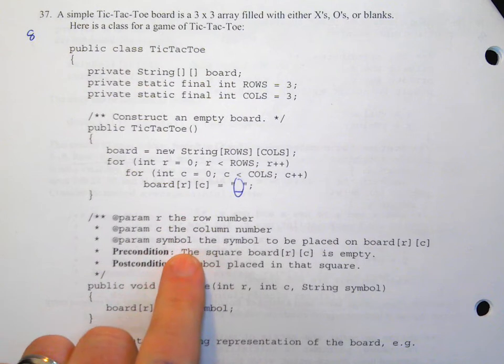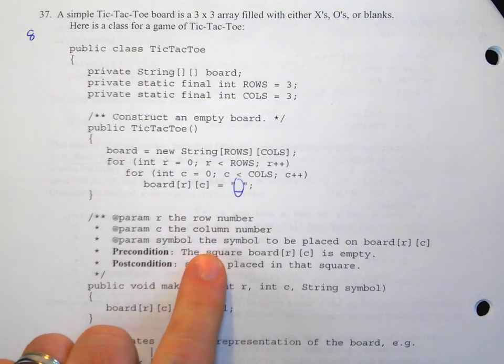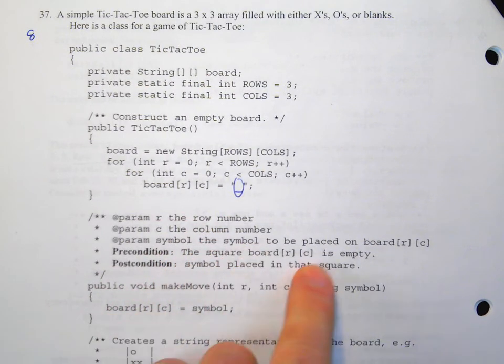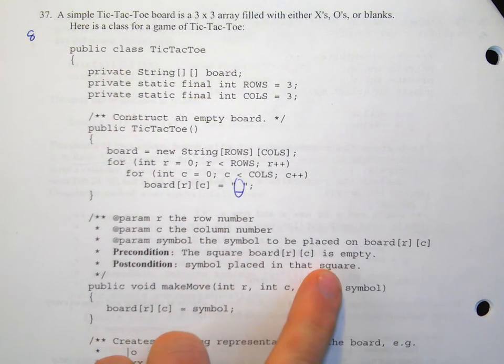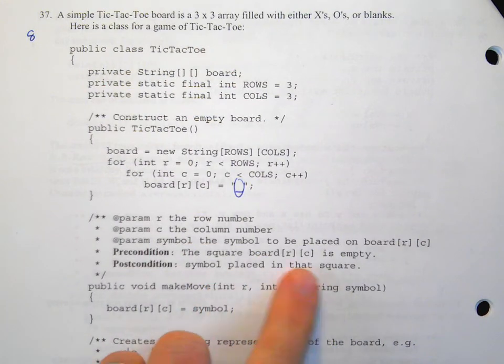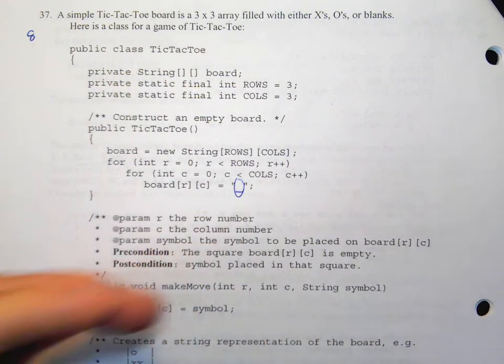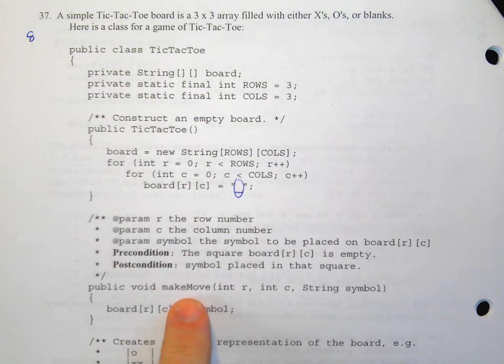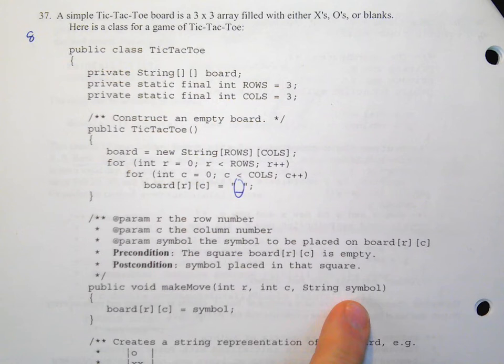Okay, so you have row, column, symbol to be placed. So one person puts X's, one person puts zeros. So that's the symbol. The square on the board is empty at first, and then the postcondition is that the symbol is placed in that square. So this is just one turn. Okay, this represents one turn. makeMove: you tell it what the row, column, and symbol you want to put, and then that spot gets replaced with that symbol.